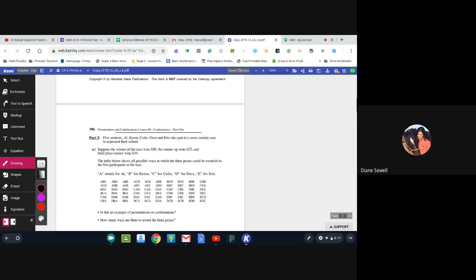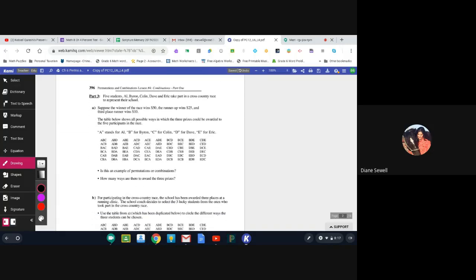Okay, turn the page. So what happens over here is 5 students, Al, Byron, Colin, Dave, and Eric, take part in a cross-country race to represent their school. Suppose the winner of the race wins 50, runner-up wins 25, and the 3rd place wins 10. Okay, this is a situation where the order you were in mattered.